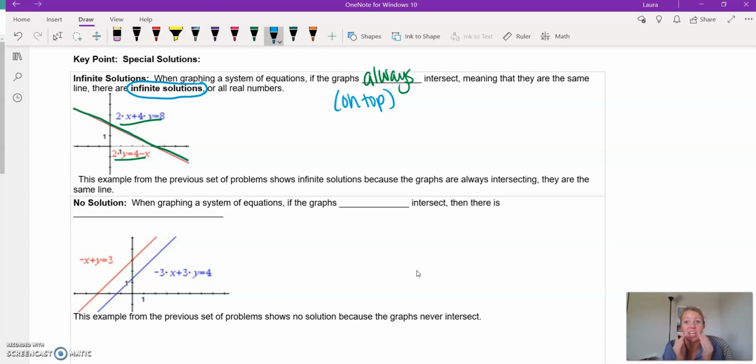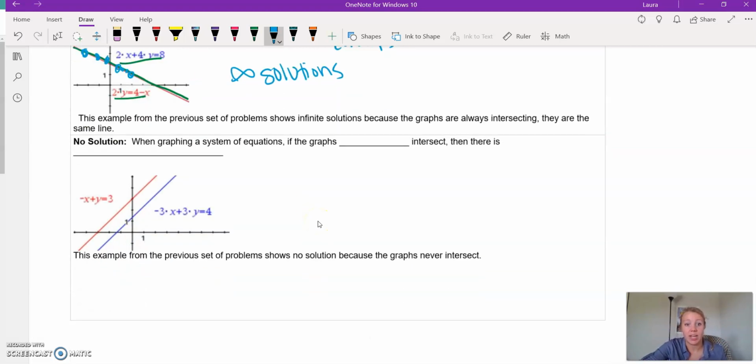Meaning there are so many places where they're touching. Like they are working at this ordered pair, and at this one, and at this one, and at this one, and the little one next to it, right? All of those are possible solutions. So this means infinite solutions, and think because they're always touching.